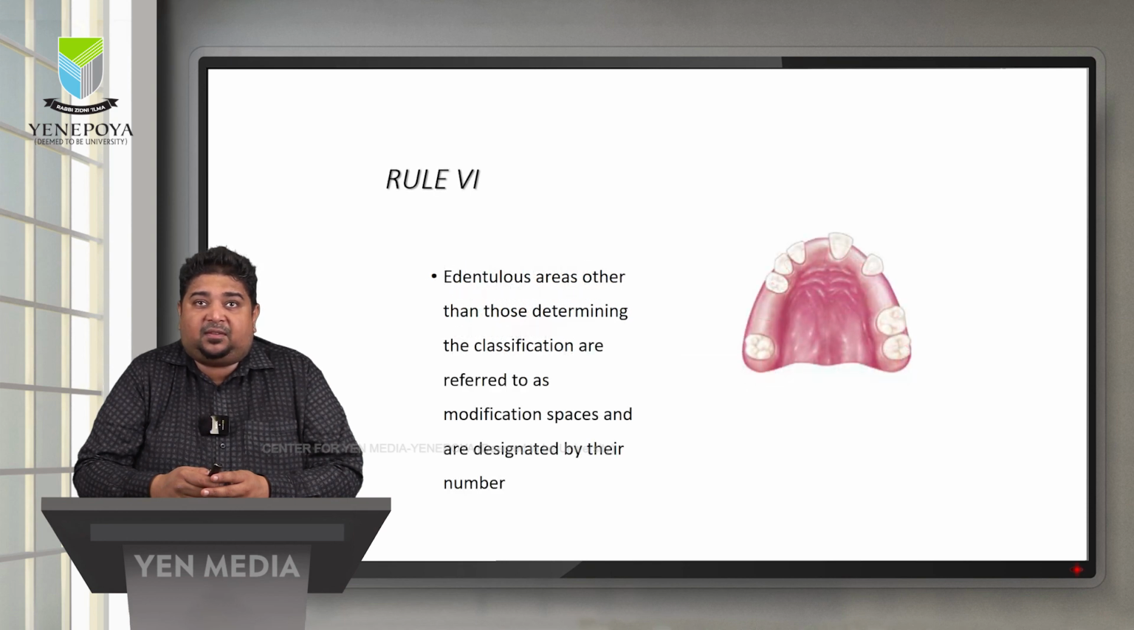Rule number 6 says that the edentulous areas other than those determining the classification are referred to as modification spaces and are designated by their number. So as you can see here, this is going to determine the classification. So as there are teeth anterior and posterior to it, it becomes a class 3, and we have 3 edentulous spaces, 1, 2 and 3. So basically this becomes a class 3 modification 3.